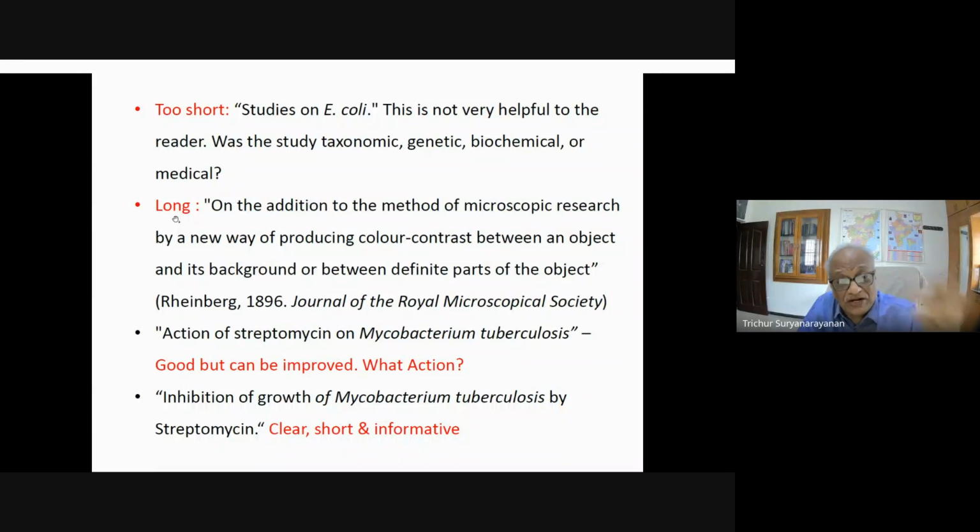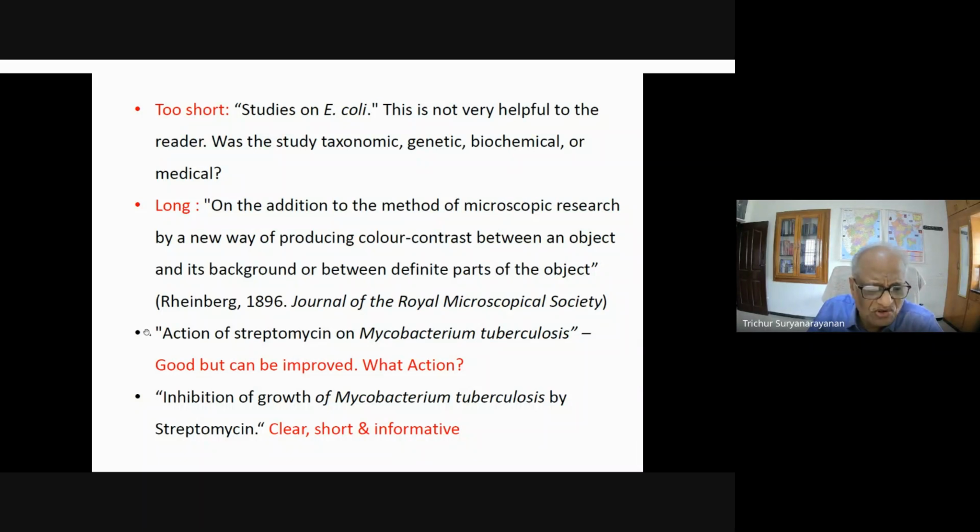Okay, so you can expand the title, but it should not be too long. For example, you see this. This was a paper published in 1896 on the addition to the method of microscopic research by a new way of producing color contrast between an object and its background, or between definite parts of the object. Well, in the early 1900s, this was the fashion. I'm not finding fault, but the referee would reject these nowadays because it's too long and expensive.